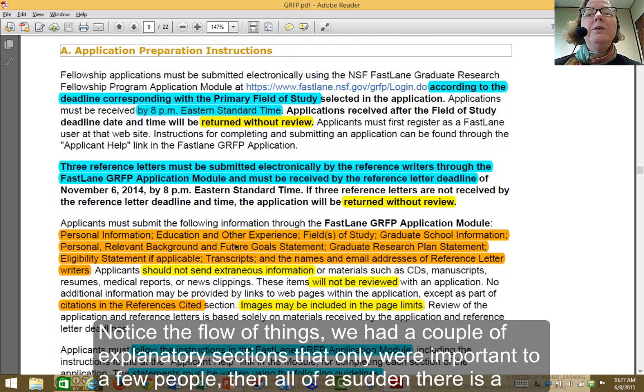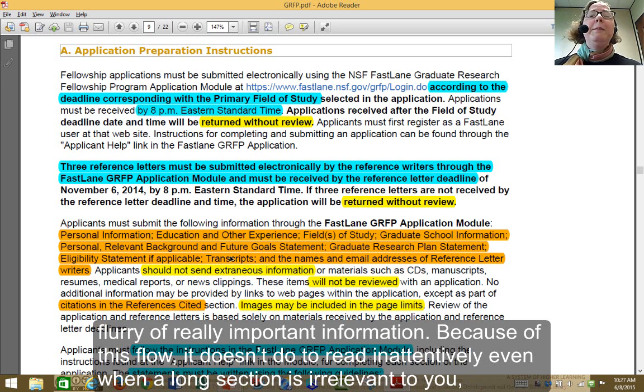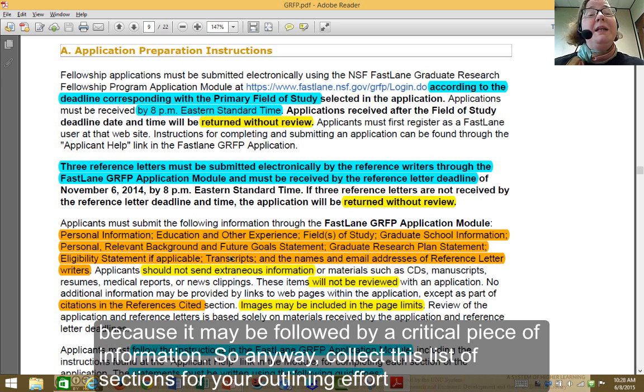Notice the flow of things. We had a couple of explanatory sections that were only important to a few people, and then all of a sudden there is a flurry of really important information. Because of this flow, it doesn't do to read inattentively even when a long section is irrelevant to you, because it may be followed by a critical piece of information. So anyway, collect this list of sections for your outlining effort.